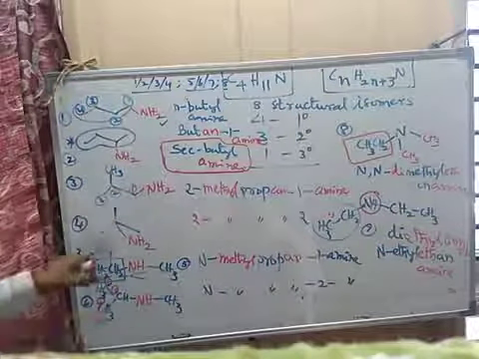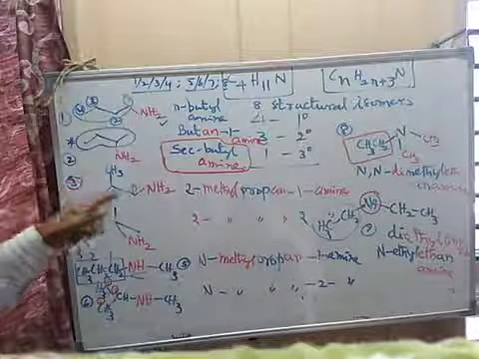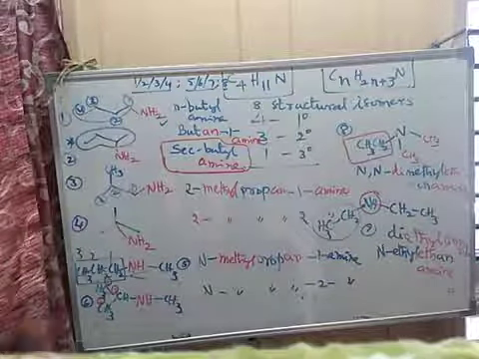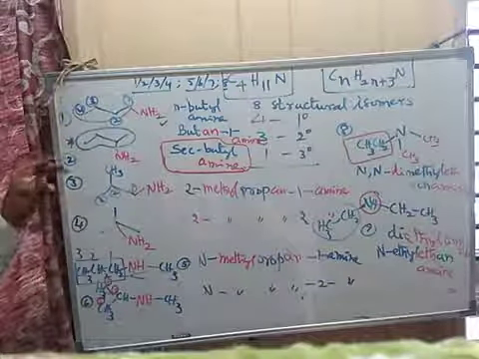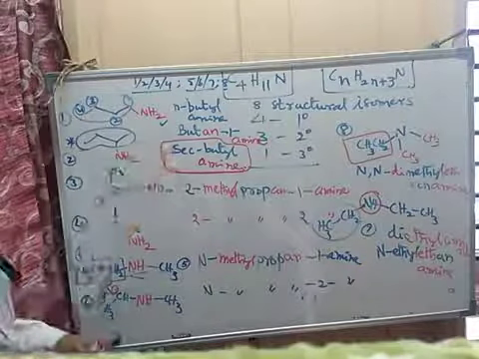2-methyl-1-propanamine and 2-methyl-2-propanamine. These 2 are also chain isomers, because the carbon chain of the alkyl group is different.